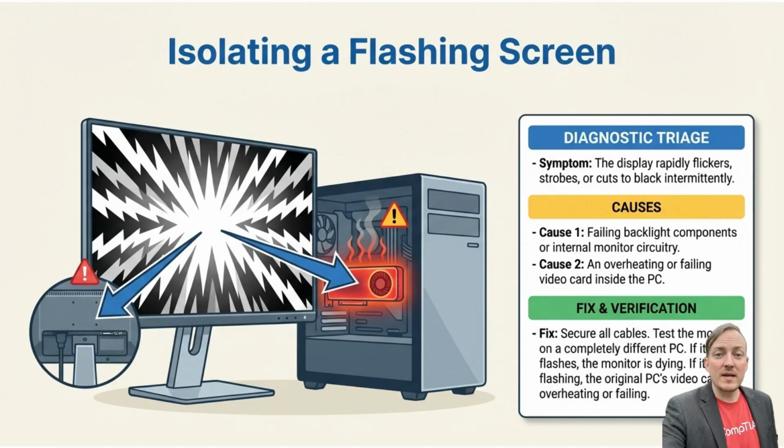If the display rapidly flickers, strobes, or cuts to black, you need to isolate the cause. It could be failing backlight circuitry in the monitor, or it could be an overheating video card inside the PC. To verify, test the monitor on a completely different PC. If it still flashes, the monitor is dying. If it stops flashing, the original PC's video card is the culprit.